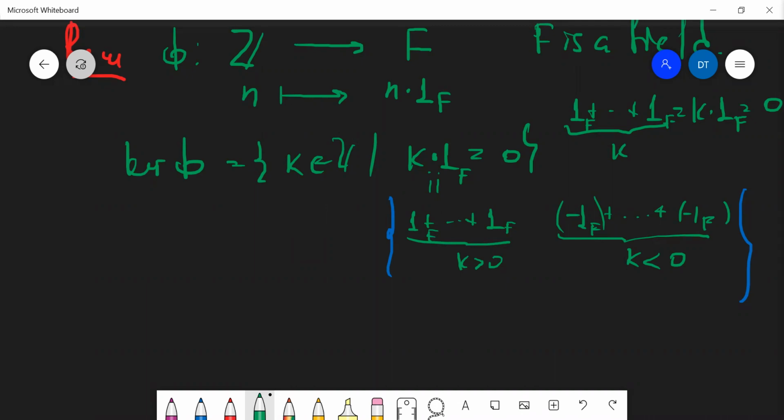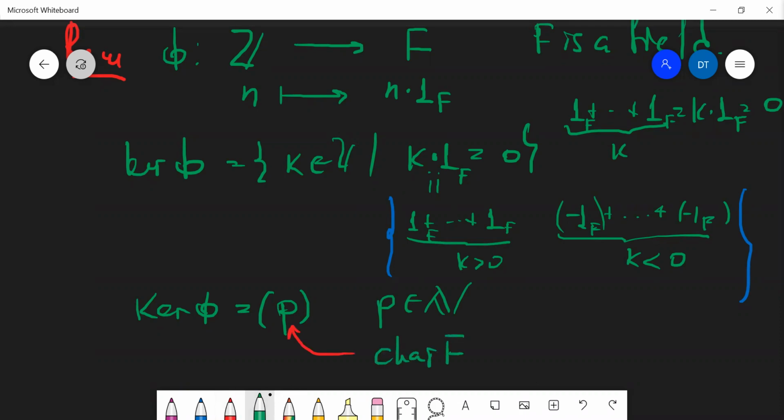So now my point is the kernel must be an ideal of Z, but we know that every ideal is generated by an integer, let's say p, where p is just a natural number. So this p is the characteristic of F.